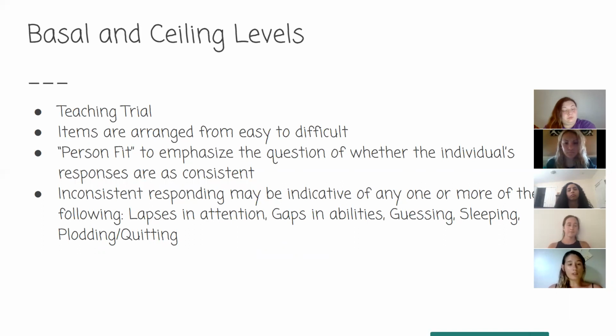They also use a person fit model to emphasize the question of whether the individual's responses are considered consistent. So there might be somebody who answers the lower or the easier questions and gets them wrong, but answers more difficult questions and gets them correct. Any inconsistent responding may be indicative of any one or more of the following: lapses in attention, gaps in abilities, guessing, sleeping, plotting, or quitting, which could vary the results, and the administrator can take that into account when they are assessing and going over the results.